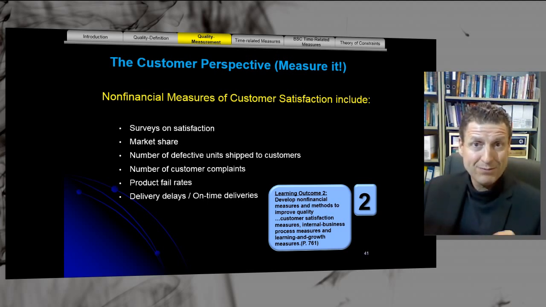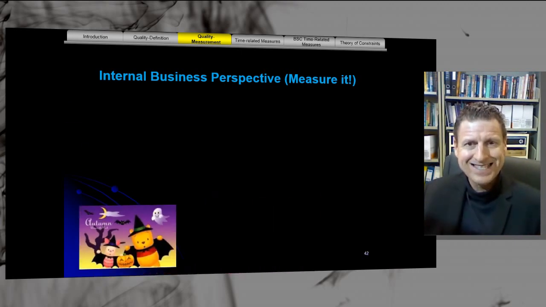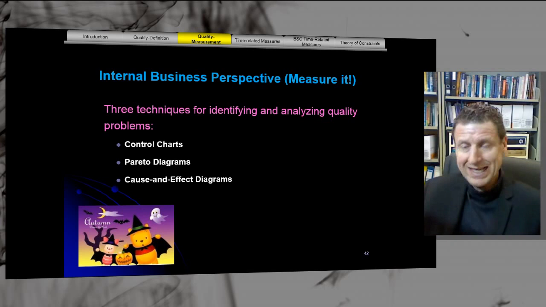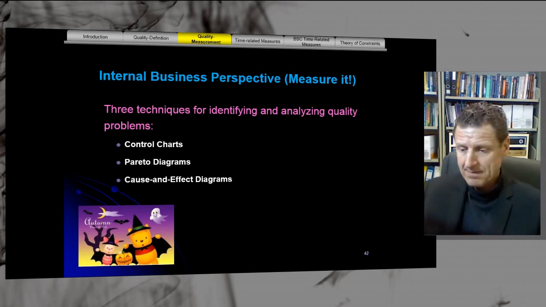You don't want to just compete on price, because that's a lose-lose game over time. If you keep putting your price down, you're eating away your own margins. Of course, there are other strategies behind competing on price, but we're focusing on measures here. Let's have a look at the internal business perspective measures. We've got control charts, Pareto diagrams, and cause-effect diagrams. These are management frameworks or mechanisms, and each of them pulls apart a particular problem in different ways.